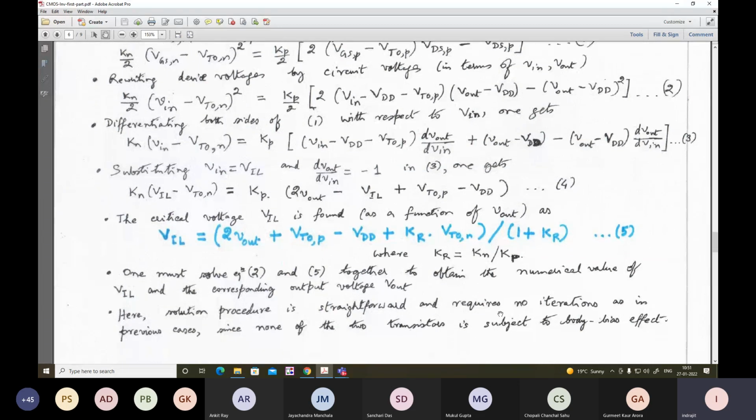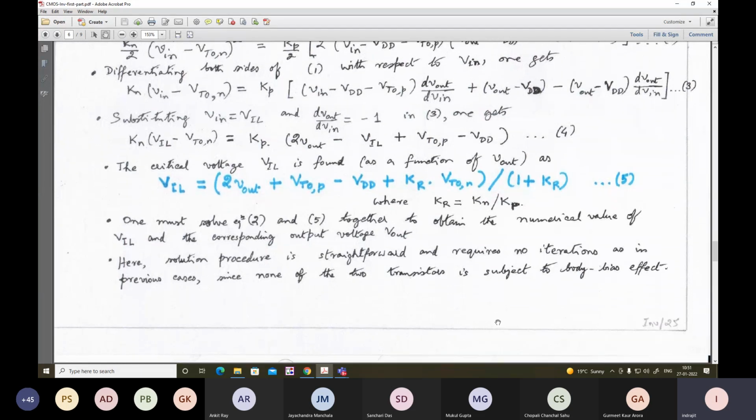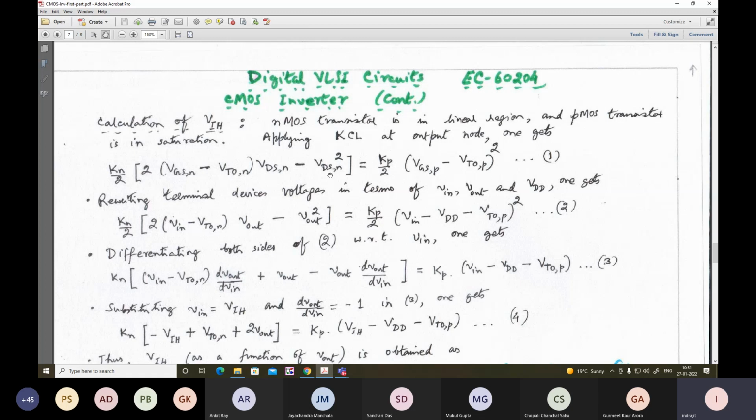So here the solution procedure is quite straightforward, requires no iterations as in the previous case, since neither transistor is subject to body bias effect. Next, it is very similar for the VIH. If you recall, in the VTC, at Vin equal to VIH, the NMOS transistor is in linear region whereas the PMOS transistor is in saturation region. So you write the Kirchhoff's current law equation at the output node in that manner.